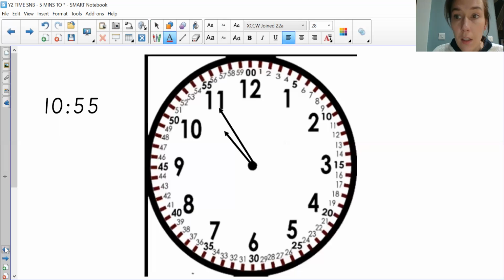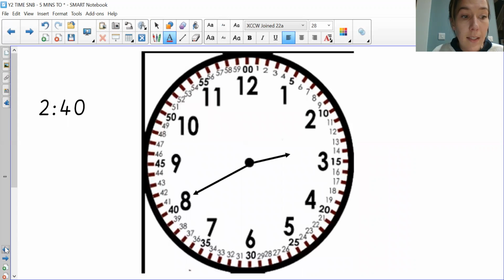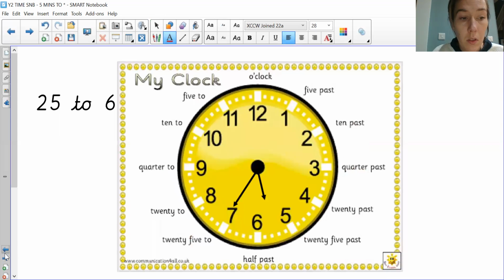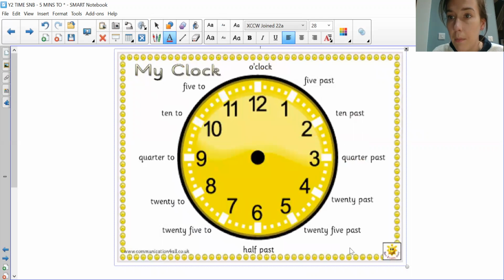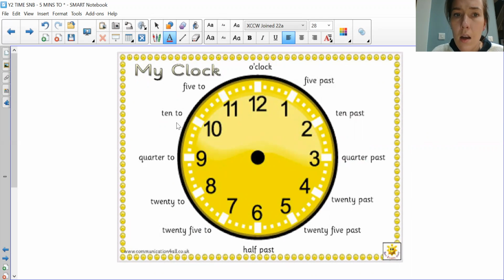Okay, everybody, try your very best today. I just wanted to quickly go back to this just to recap. There we go. So we're looking at this half of the clock, minutes to the hour, and we're going to look in both styles. We're going to look at the analog and the digital. Try your very best today, and let me know how you get on with it.